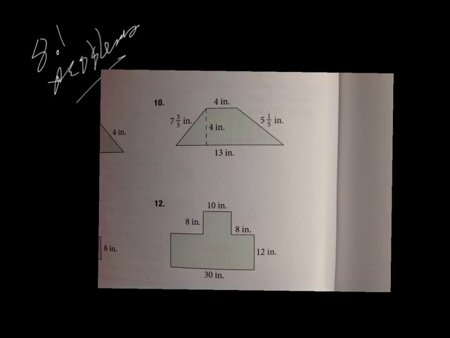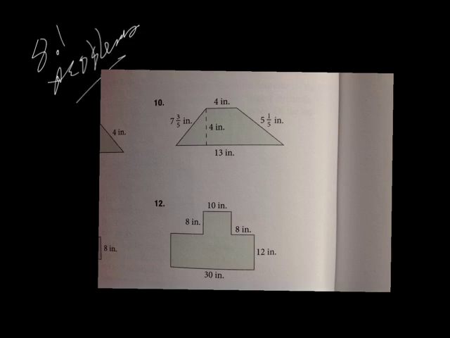So this is the 8.1 problem set in pre-algebra. And if you look at most of these drawings in the problem set, they're just asking you to find the perimeter, so you're adding up all the sides. When you come to one like 10 and 12, we'll look at a couple of those.